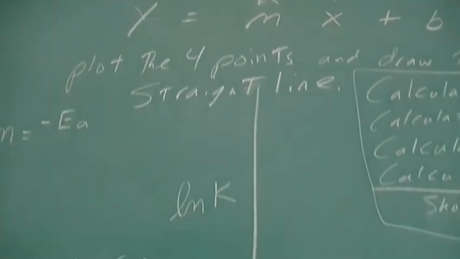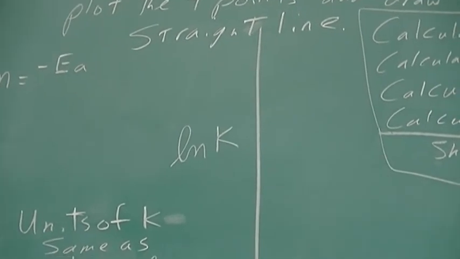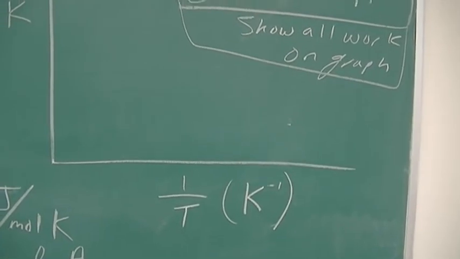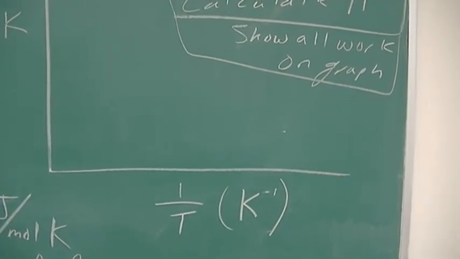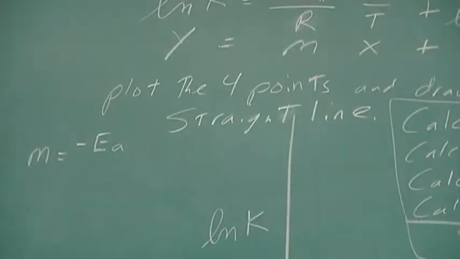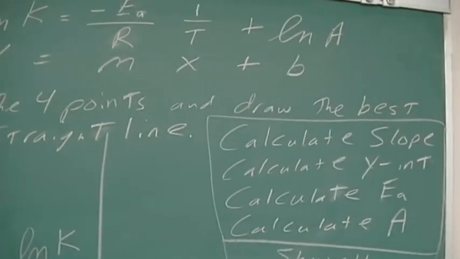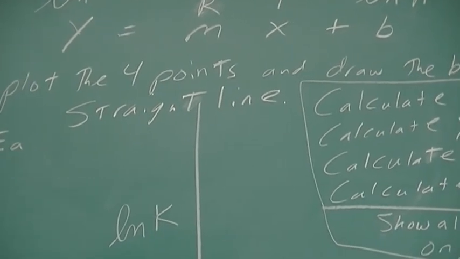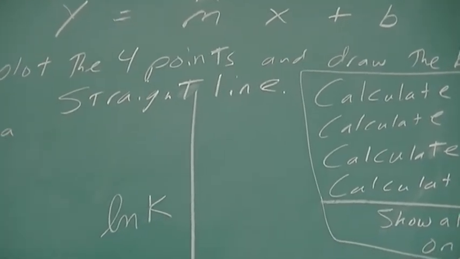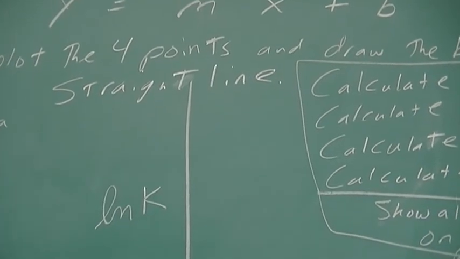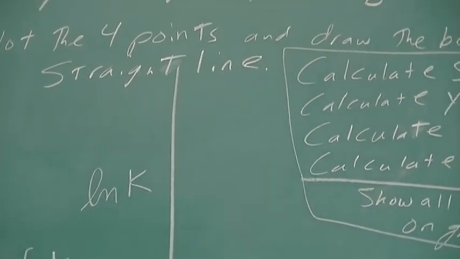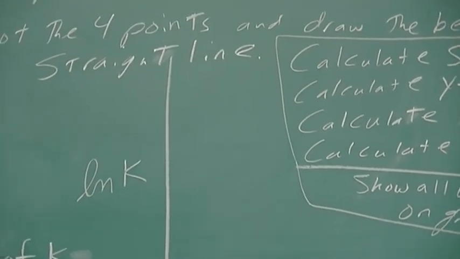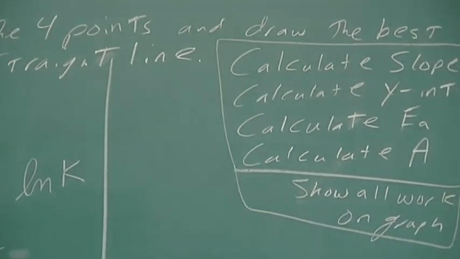All right, and so you're going to plot the ln of K on your y-axis. You're going to plot 1 over your temperature in Kelvin on the x-axis. You will plot the 4 points, and you're going to draw the best straight line using those 4 points. Your line may not intersect any of those points. It may intersect all 4 of them, most likely not. It is going to be the best average line, one straight line, using those 4 points.